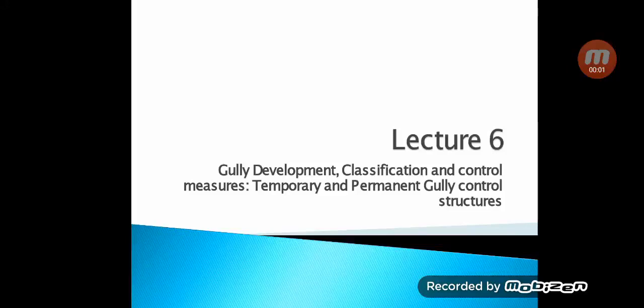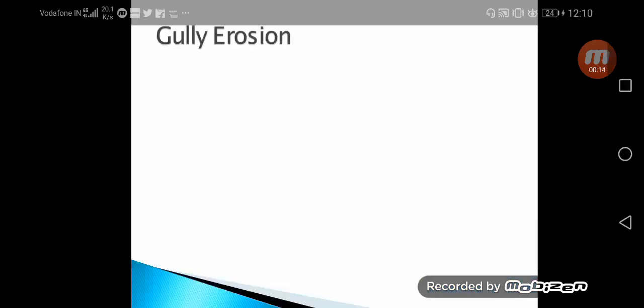Welcome to my lecture on gully development, its classifications, and control measures, which are classified into two: temporary and permanent gully control structures. So we will see this one by one. We have seen some part of gully erosion, which is an advanced stage of rill erosion.